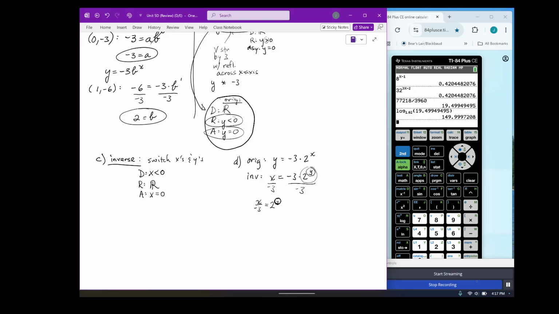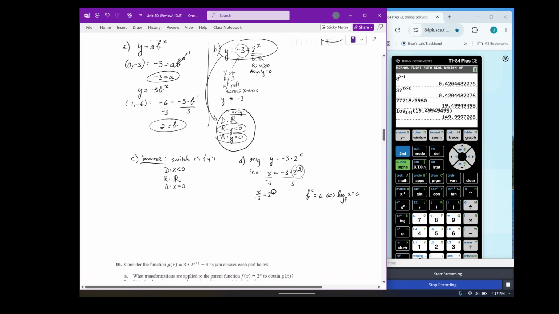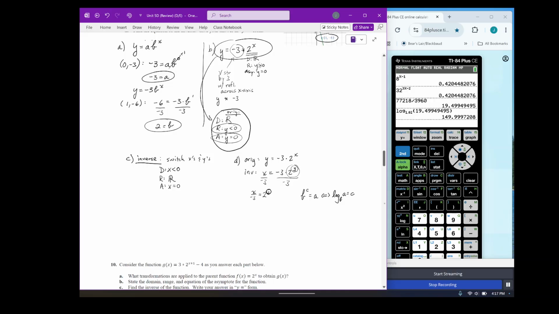So remember, the conversion for logs: if b to the c equals a, that converts to log base b of a equals c. So 2 is my base, so this is going to turn into log base 2. A is x over -3, same thing as negative x over 3, and then c is y. So it turns into this. That's the conversion. Now y is isolated, and it turns out that this is the inverse of the original function. I'm going to stop there.